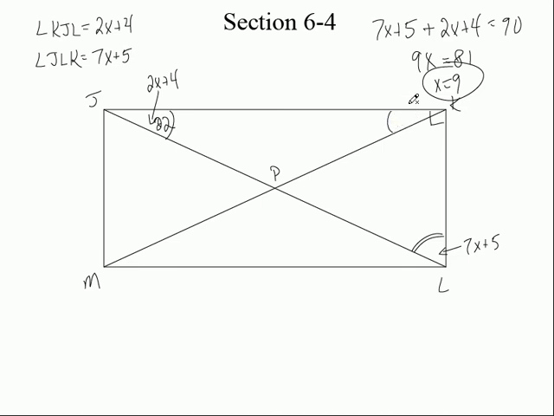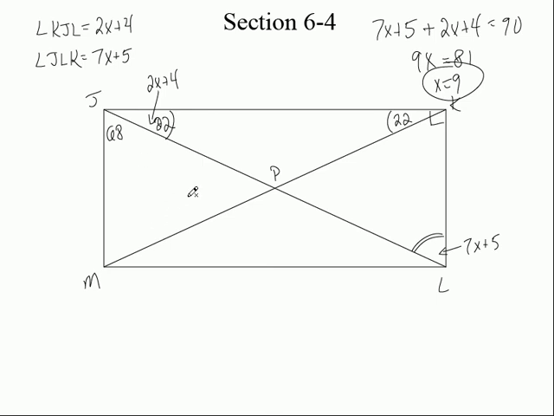Without doing any math at all. What is it? 22. Remember these two are equal to each other. The opposite angles are equal, okay? Because it's a rectangle. That's 22. What would this angle right here be? It's MJL. What is it? 90 minus 22, which is what? 68? Yep, so that's 68.